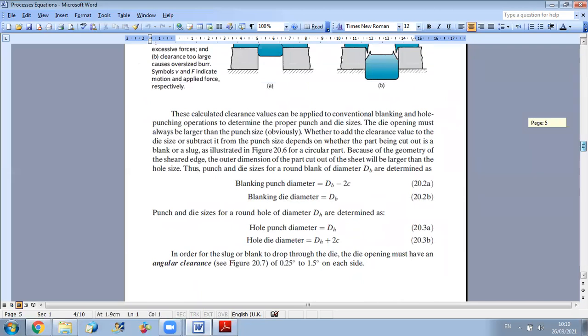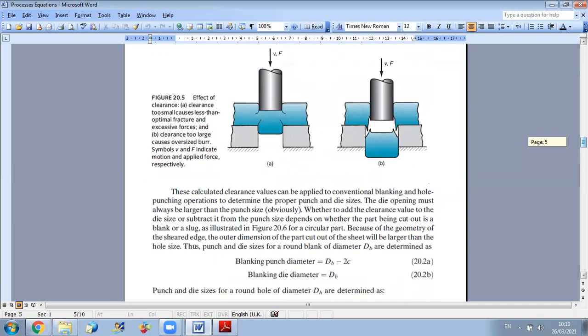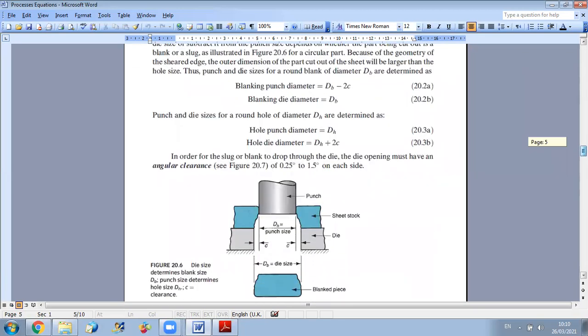Now we have several types of shearing operations. One of these is blanking and punching. What is the difference between these two? The setup for blanking and punching is the same. As you can see here, this is the setup. You have a die, you put the sheet stock on it, and the punch will lead to the formation of a hole in your sheet stock.